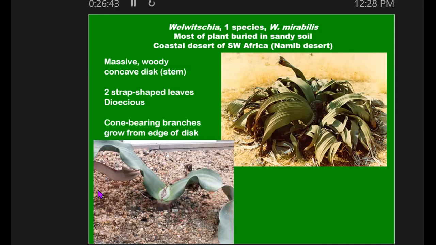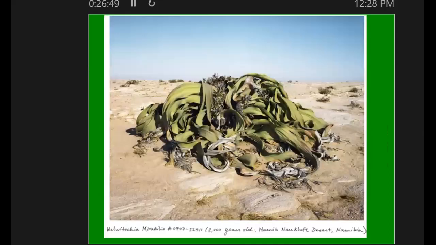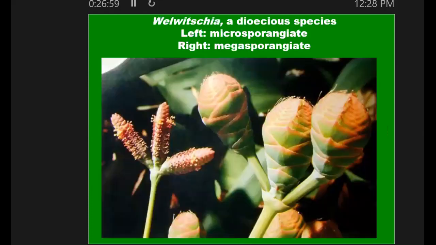But kind of a mess. When they're young, they look pretty cool, but then they get this tangled mass. Let me see if I have, here's another picture. So kind of bizarre looking, but that strategy works. Let me show you a close-up of the cones.